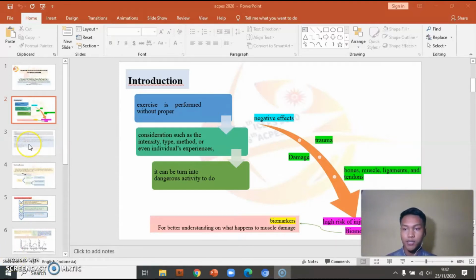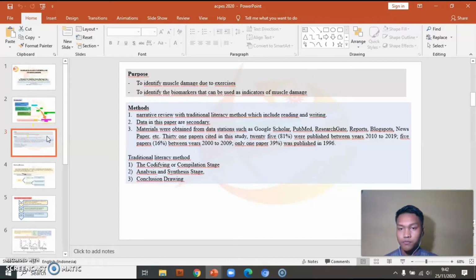Okay, the next slide is purpose and methods. The purpose, number one, is to identify muscle damage due to exercise. Number two, to identify the biomarkers that can be used as indicators of muscle damage.